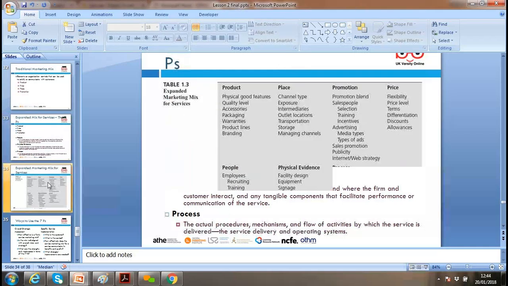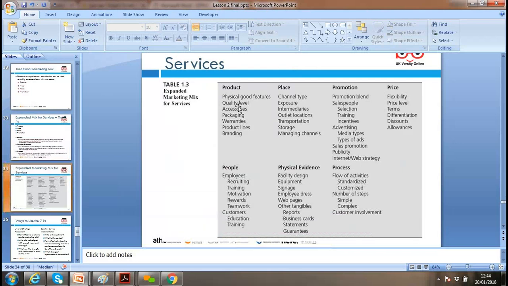Okay, this is all about the 7 P's. Product: we're looking at the physical good, features, quality level, accessories, packaging, warranties, product lines, branding. When we look at place, we look at the channel, the location based, intermediate, transport, storage, managing the channel, how we manage the channel of distribution.